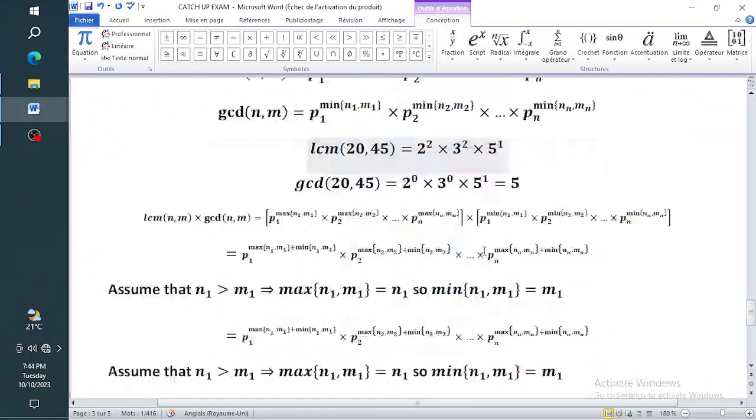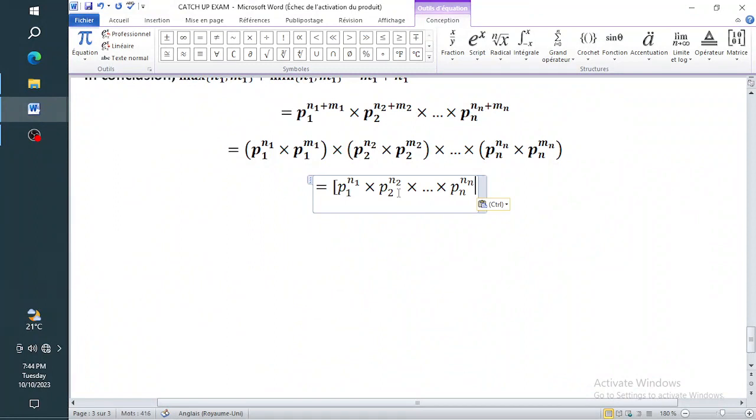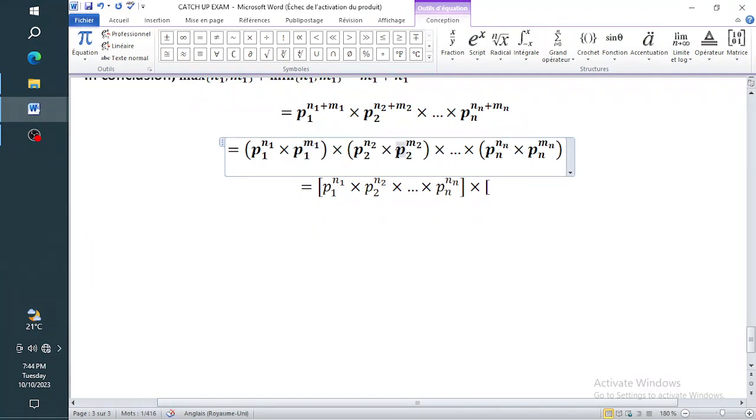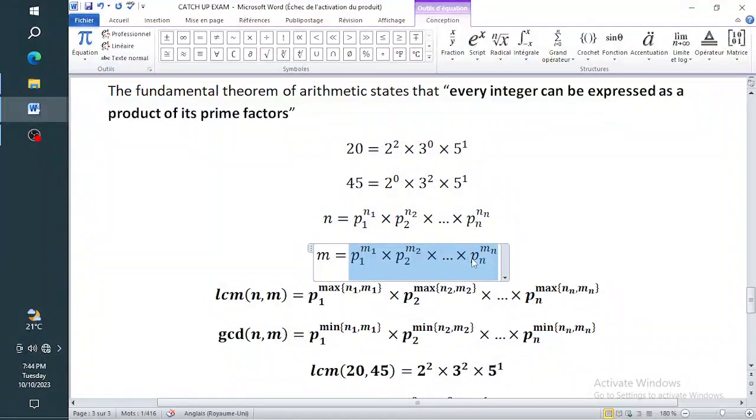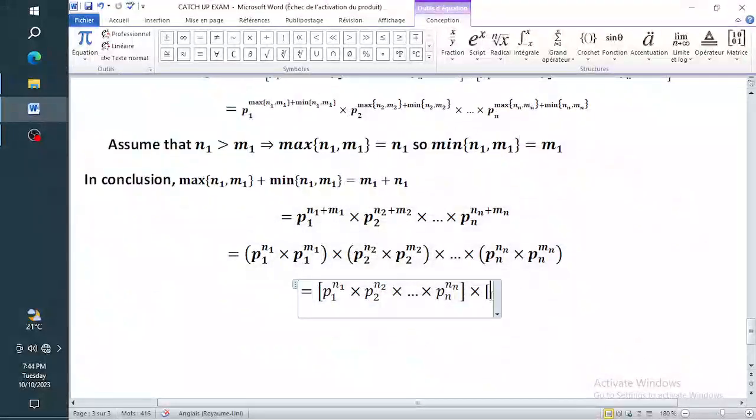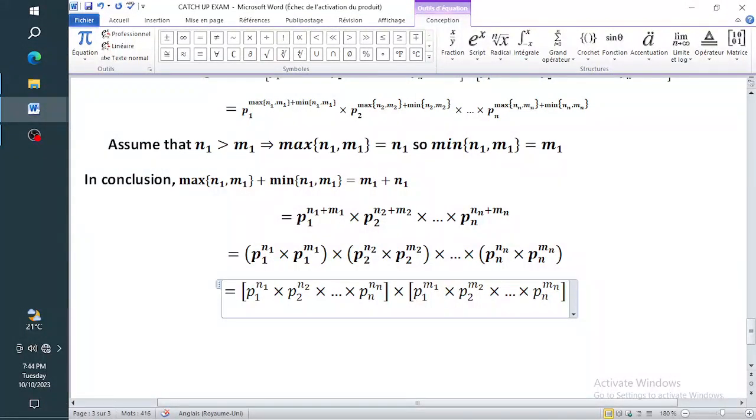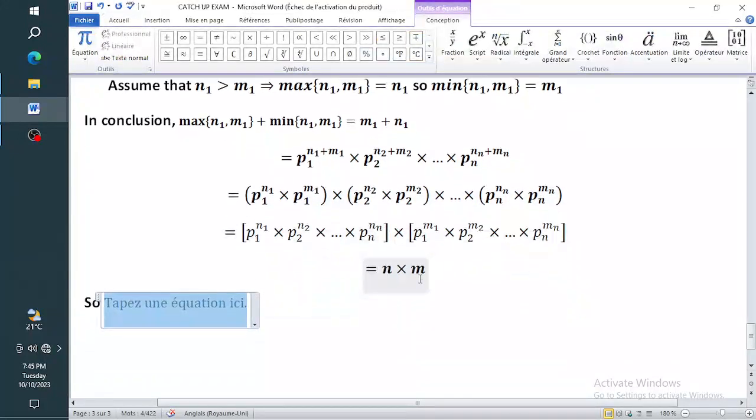So I have this first portion, then I multiply it with p1 to the power m1 times p2 to the power m2, right down to pn to the power mn. Okay, so I have this other part. You clearly see that those two quantities represent m and n. So this is equal to n times m. So we can conclude that the LCM of n and m multiplied by the GCD of n and m is equal to nm, as required.